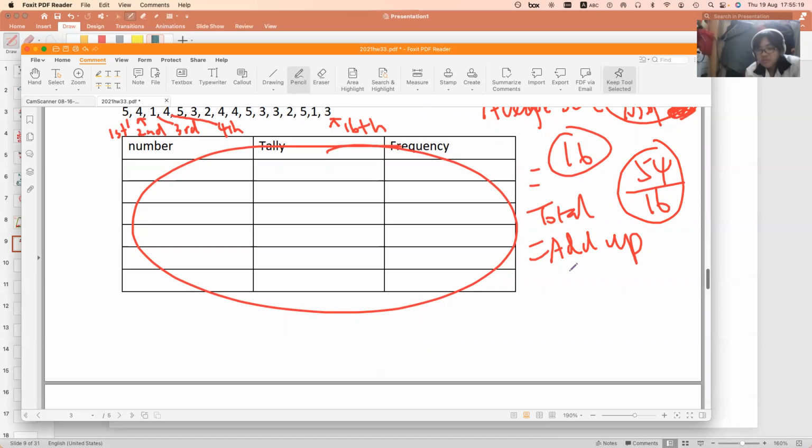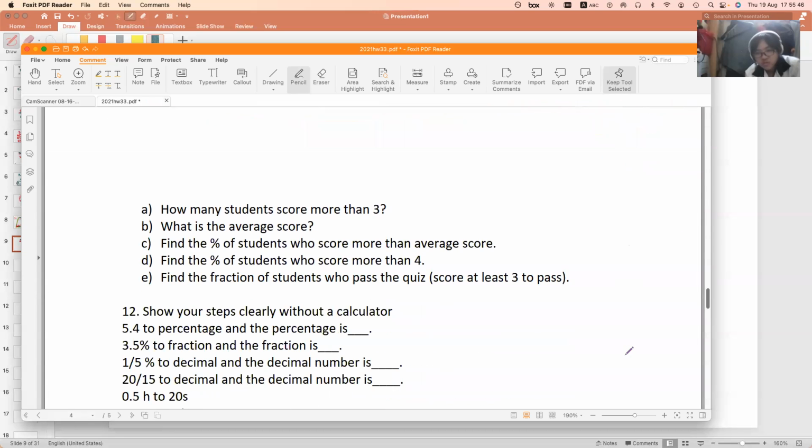27 over 8. What are you talking about? 54 divided by 16. What's the answer? You want it in decimal or fraction? You decide. You tell me. 3 whole 3 over 8. Okay. Not what I want, you tell me.